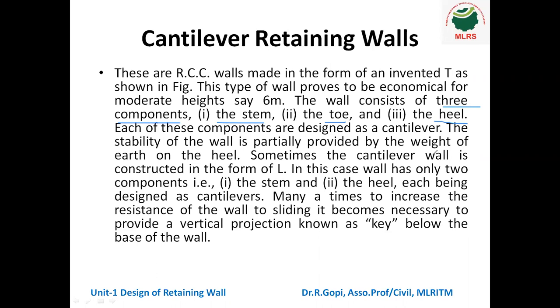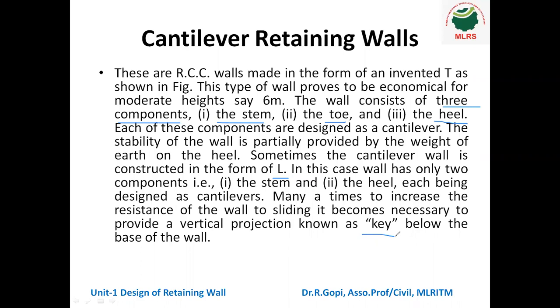Sometimes the cantilever wall is constructed in the form of L shape also. In this case, the wall has only two components, stem and heel, each being designed as a cantilever. Many a times, to increase the resistance of the wall to sliding, it becomes necessary to provide a vertical projection known as key.